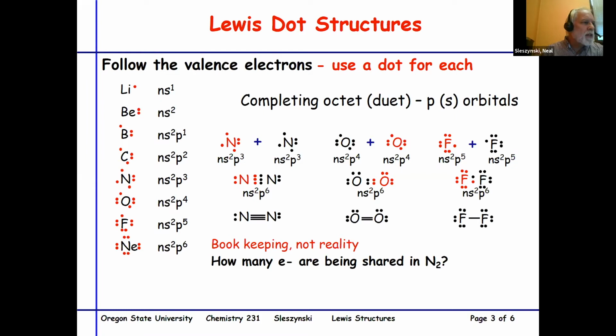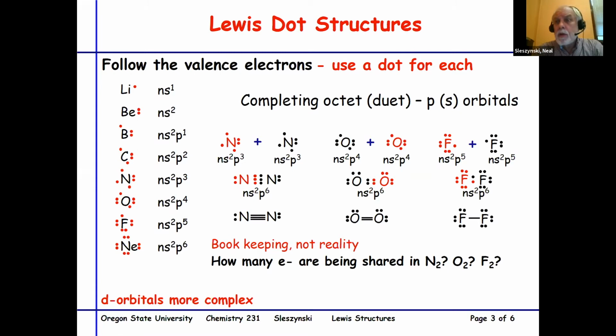So again, looking at these, how many electrons are being shared in an N2 molecule? Well, if we look at our symbology, where we have 3 lines, a triple bond holding those 2 nitrogen atoms together, each of the lines representing 2 electrons, we have 6 electrons being shared. In oxygen, we have 4 electrons. In fluorine, we have 2 electrons.